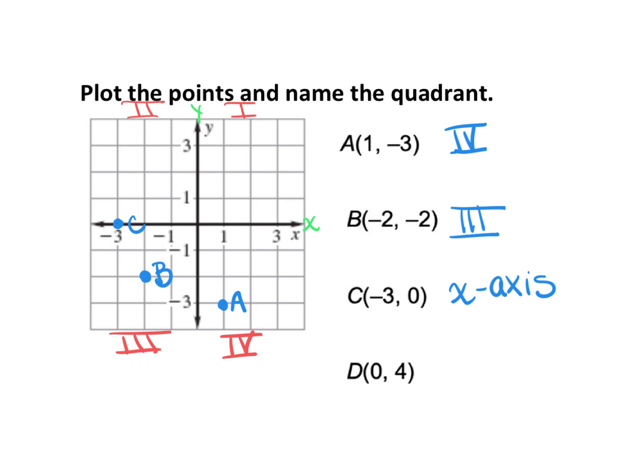All right, now letter D is 0, 4. So that means that we're walking 0, and then we're going up 4. So don't walk any, and just go directly up to the 4, and that's our letter D. And notice that this is not in any of the quadrants, but it is on the y-axis. So you would then list the y-axis.